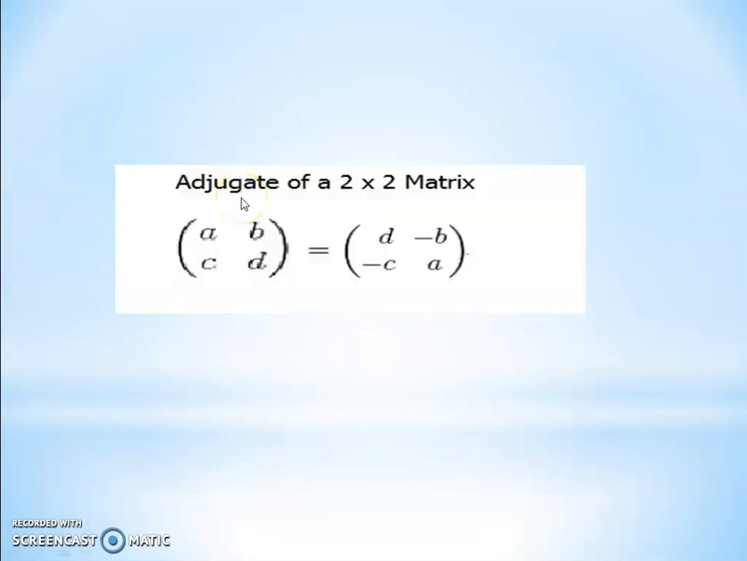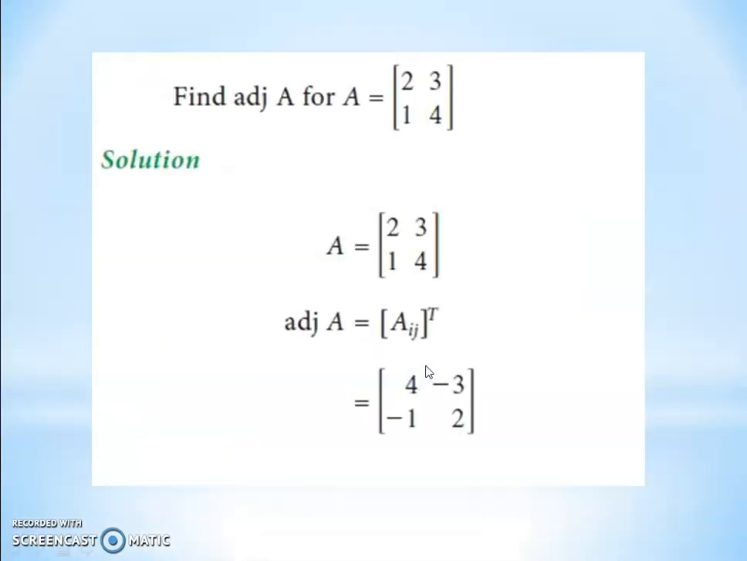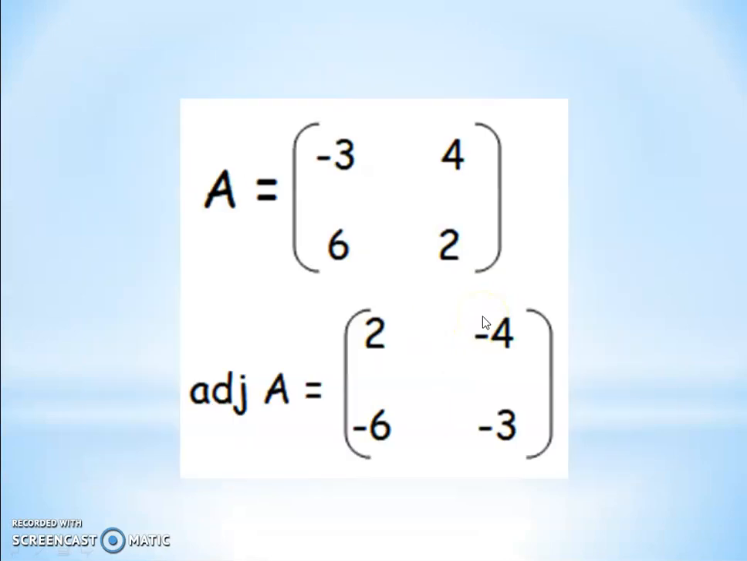If you want to remember A11, A12, A21 and A22, you can also use simple alphabets. If the matrix is a, b, c, d, then the adjoint is defined by d, minus b, minus c, a. So this trick you also have to remember. Okay, now let us focus on the example.